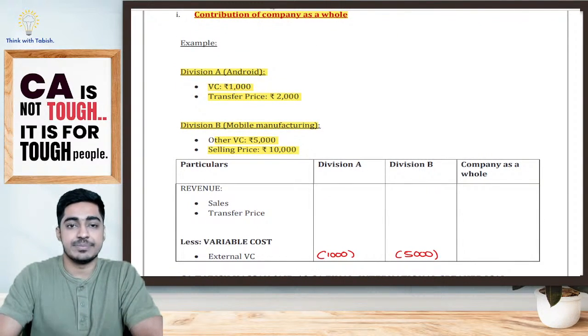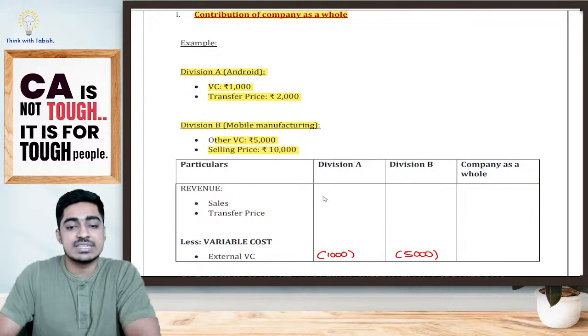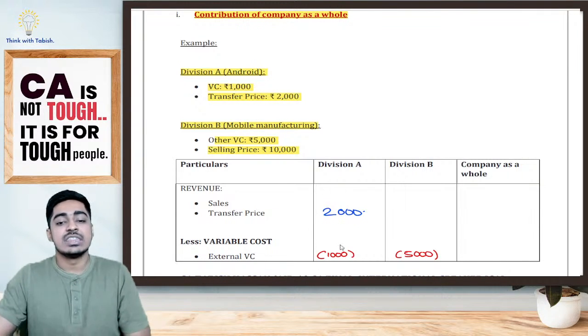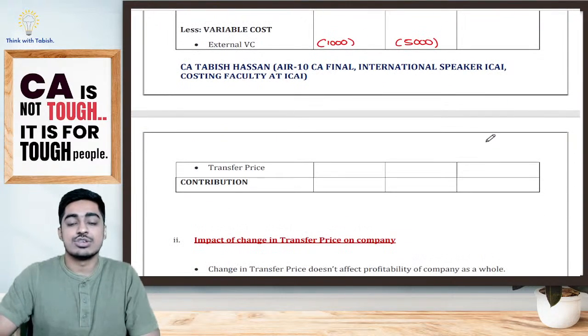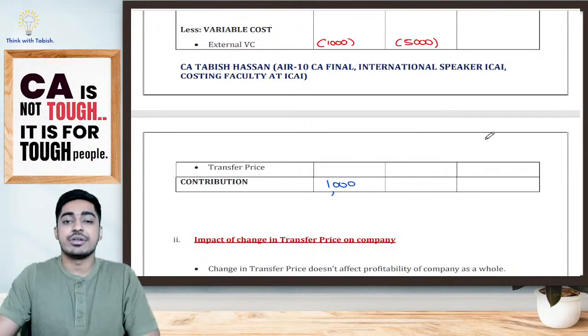First, division A. What is division A doing? It is transferring Android. At what price is it transferring? 2000 rupees. What is the cost it is incurring? 1000 rupees is the cost it is incurring. So how much is the contribution it is earning? 1000 rupees is the contribution of the Android division.